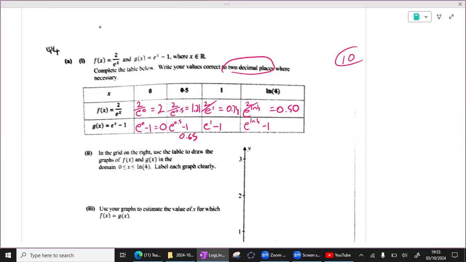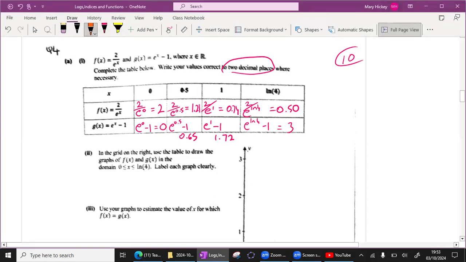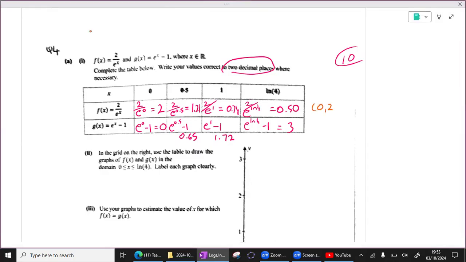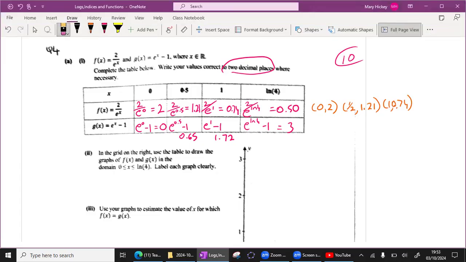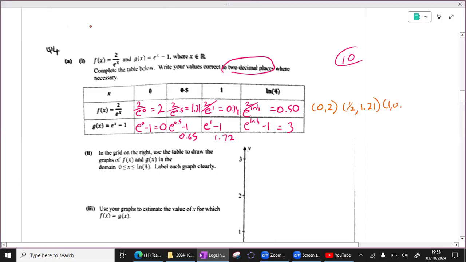This one is, what was that one? 1.72. And the last one was 3. So you ended up with all your couples. So your couples here were 0, 2. Now the calculator confirms this as well, of course. So 1 and 0.74. Sorry, I'll just write that neater. So 0.74, and then the natural log of 4. Now, for the natural log of 4, that's 1.39.